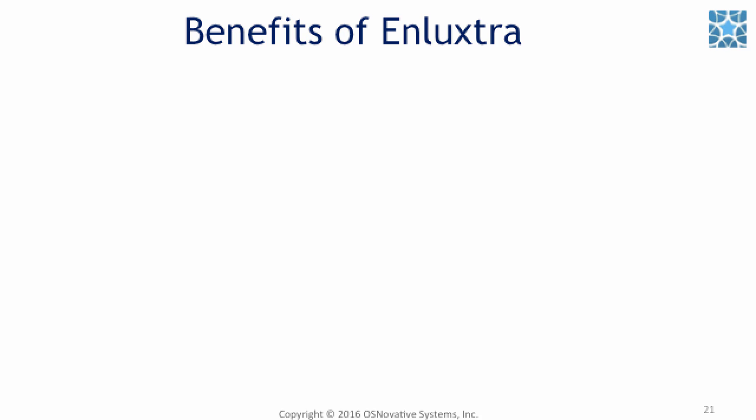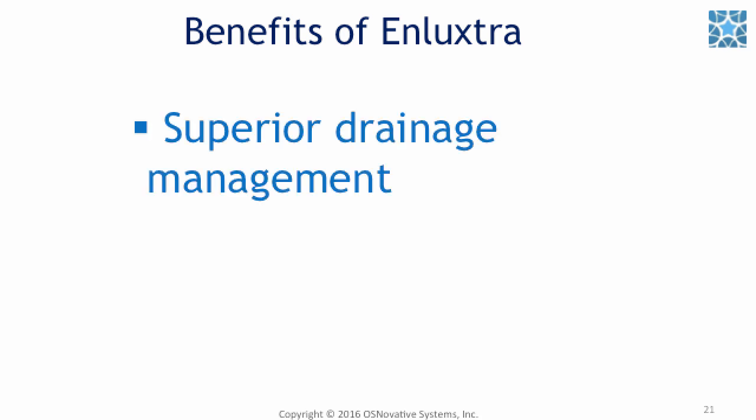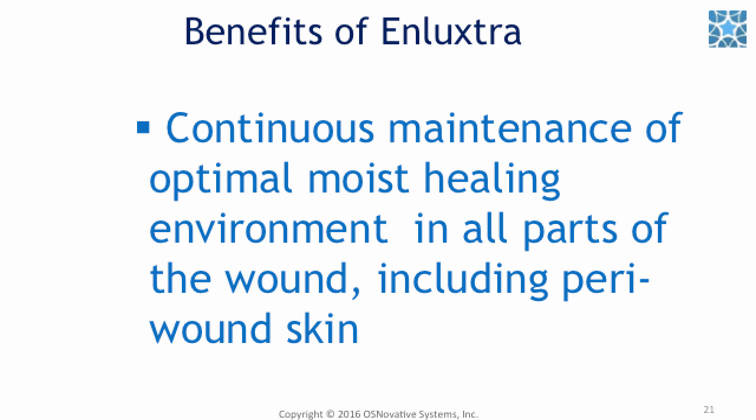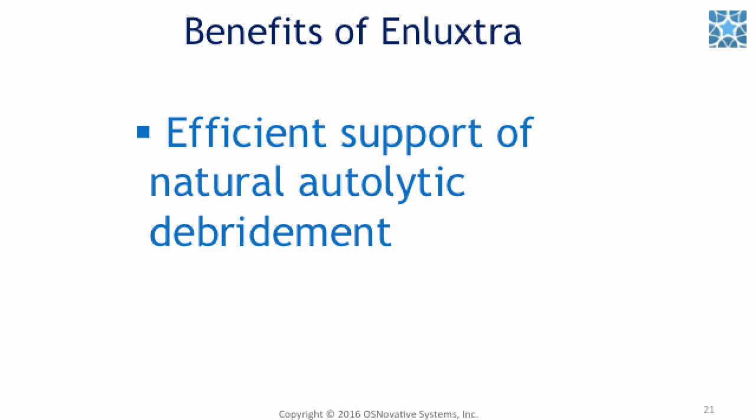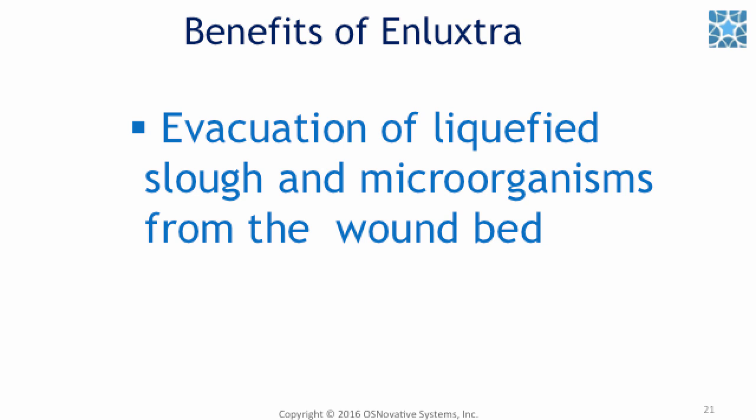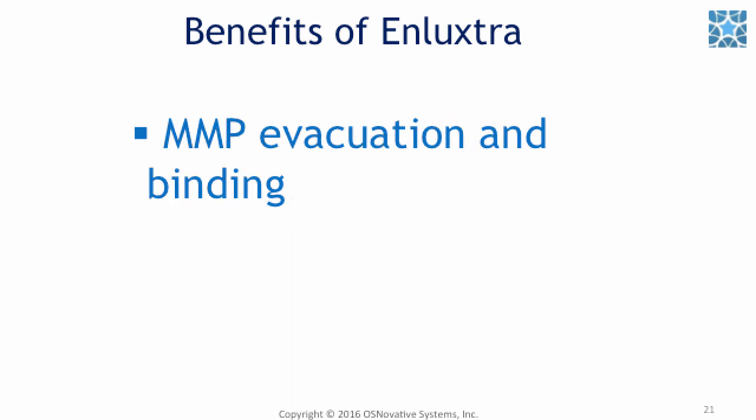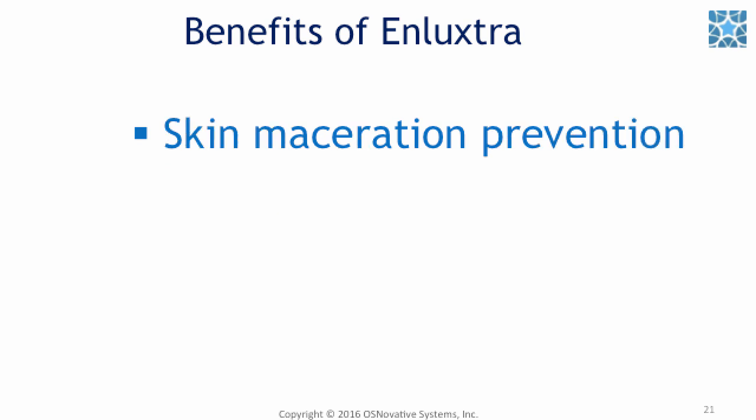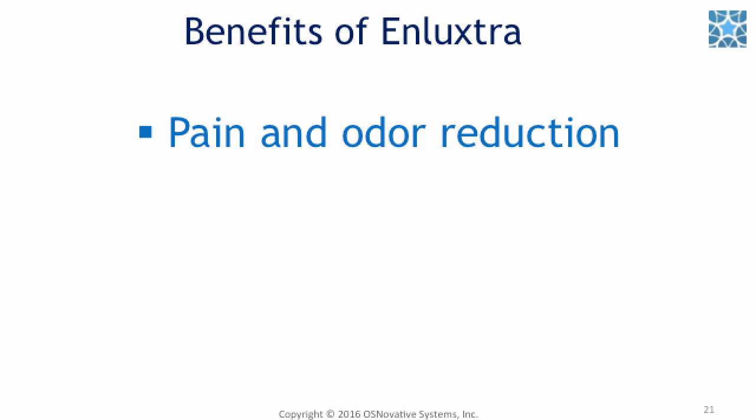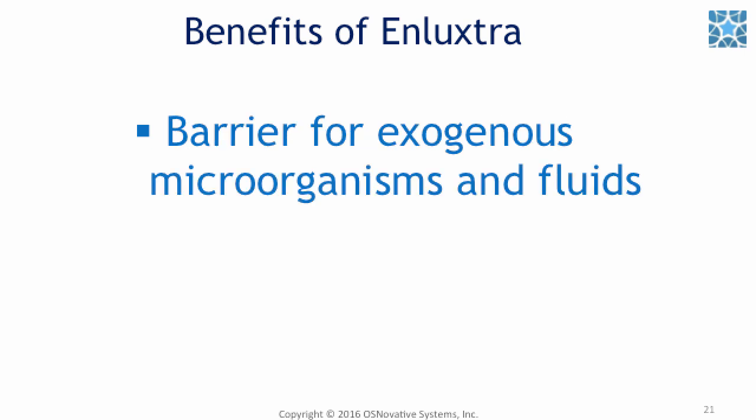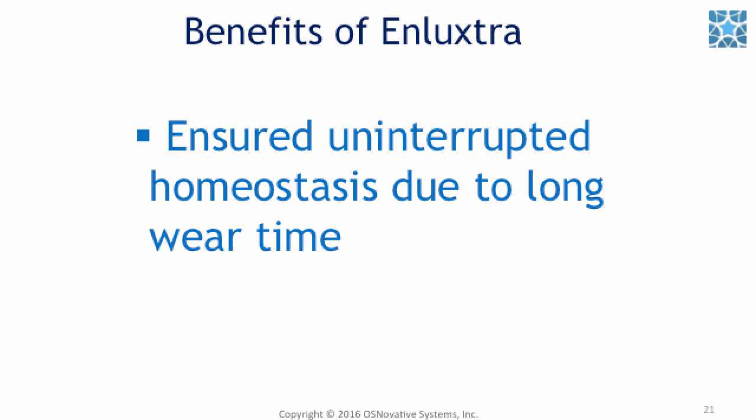Some of the key benefits of using Enluxtra include superior drainage management, continuous maintenance of optimal moist healing environment in all parts of the wound, including periwound skin, bioburden reduction by sequestering microorganisms, efficient support of natural autolytic debridement, evacuation of liquefied slough and microorganisms from the wound bed, MMP evacuation and binding, skin maceration prevention, desiccation prevention, pain and odor reduction, barrier for exogenous microorganisms and fluids, and ensured uninterrupted homeostasis due to long wear time.